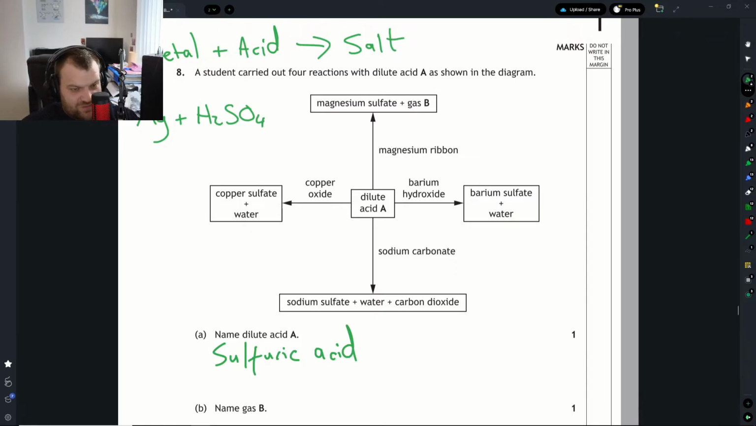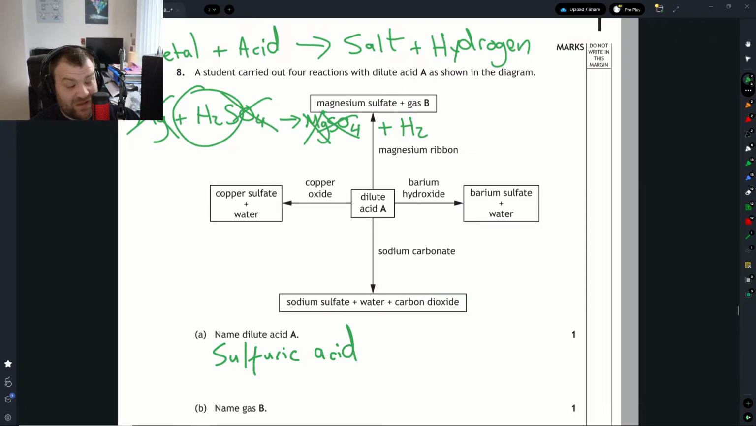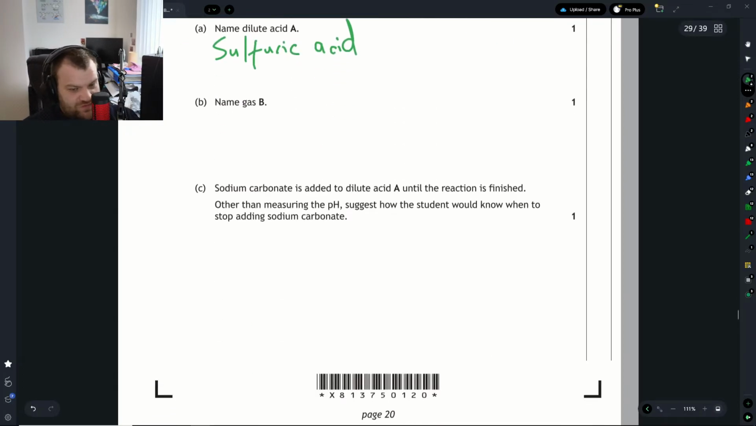Now let's look at what we've got left. The magnesium sulfate would be MgSO4 plus something else. Well, the magnesiums are dealt with. The SO4 is dealt with. That leaves just hydrogen. And another way, if you just remember from your reactions of metals, that acid plus metal makes salt plus hydrogen. Gas B is going to be hydrogen for that one.